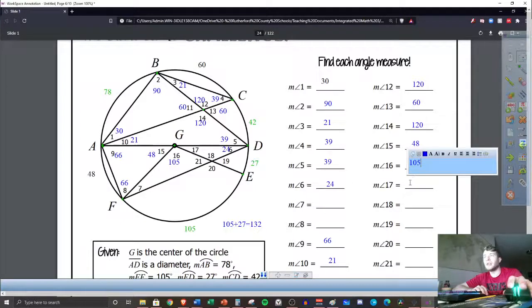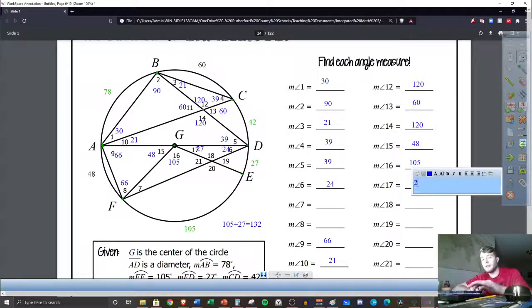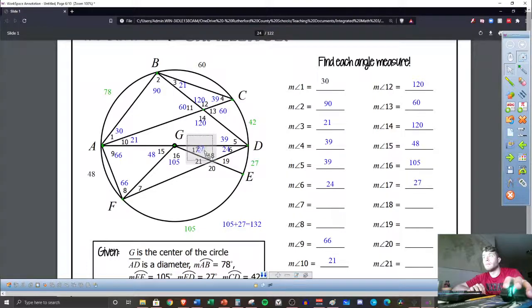Let's do 17. What do we see with 17? DGE, that's a central angle, so it needs to be congruent to the intersected arc. So this has to be 27. So 27. There we go. Alrighty. 27, kind of hard to see, but okay. Now 18, how can we find 18?